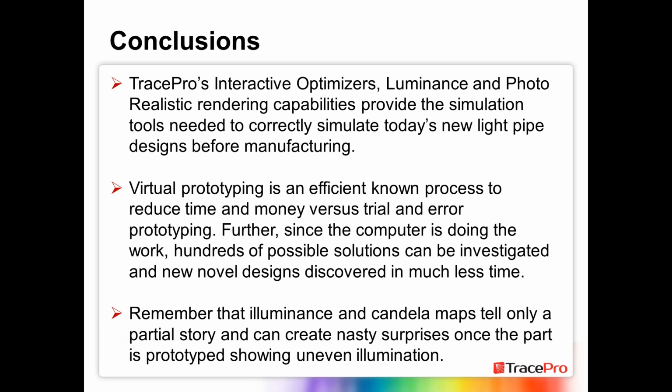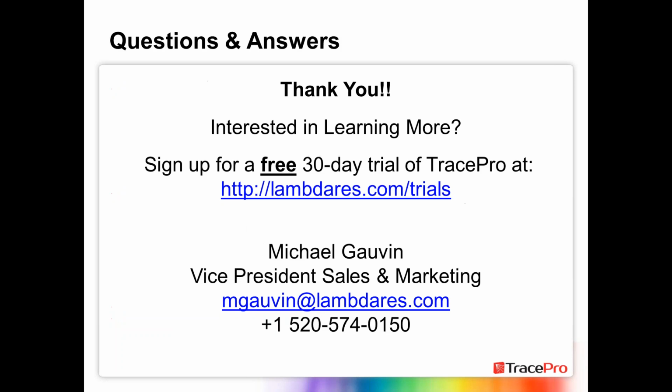Now remember that illuminance and candela maps tell only a partial portion of the story, and you can really get caught with a nasty surprise if you don't do the lit appearance part. So if you have a program and you're using it right now for doing virtual prototyping that does not have the lit appearance capability, you may be missing stuff. So I really think that you might want to consider looking at lit appearance.